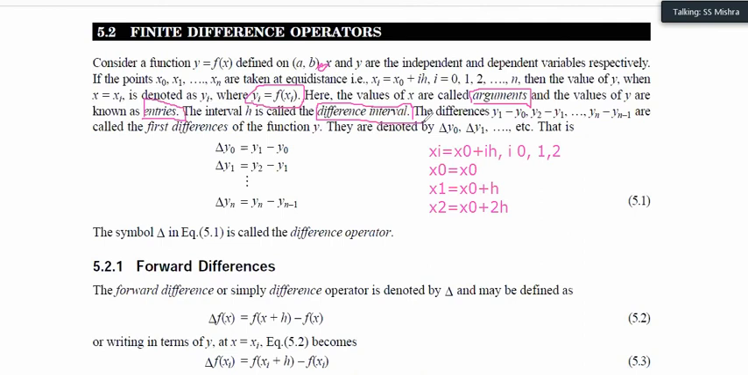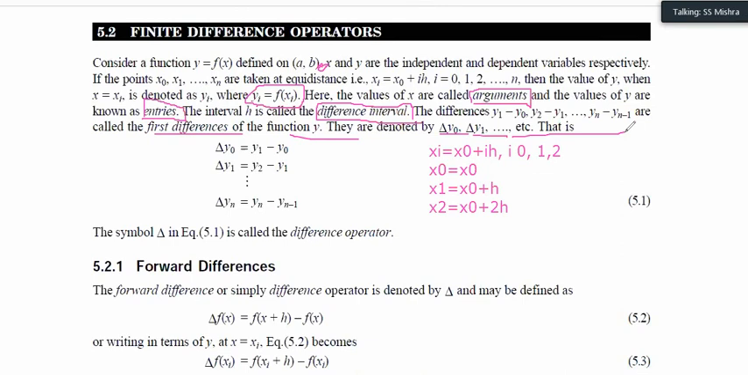And the differences: the first difference is what? y1 minus y0, y2 minus y1, up to yn minus yn minus 1. These differences of the function or dependent variable are called the first differences of the function y. They are denoted by delta y0, delta y1, and so on. This delta is a capital delta or big delta.